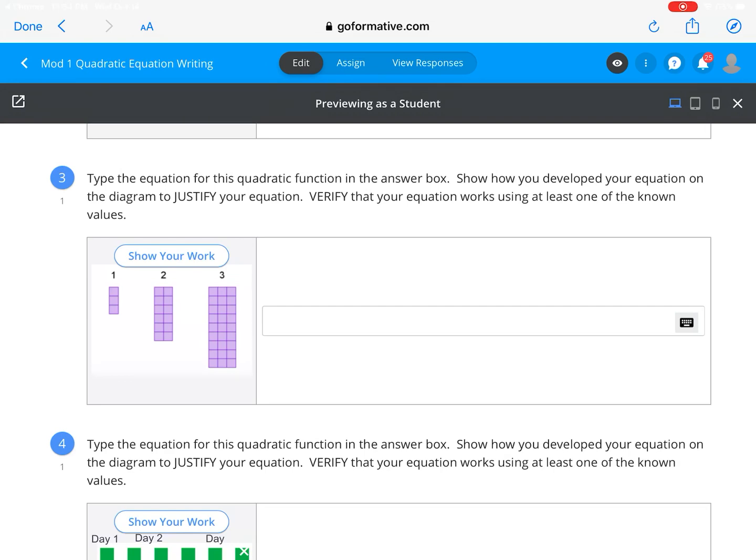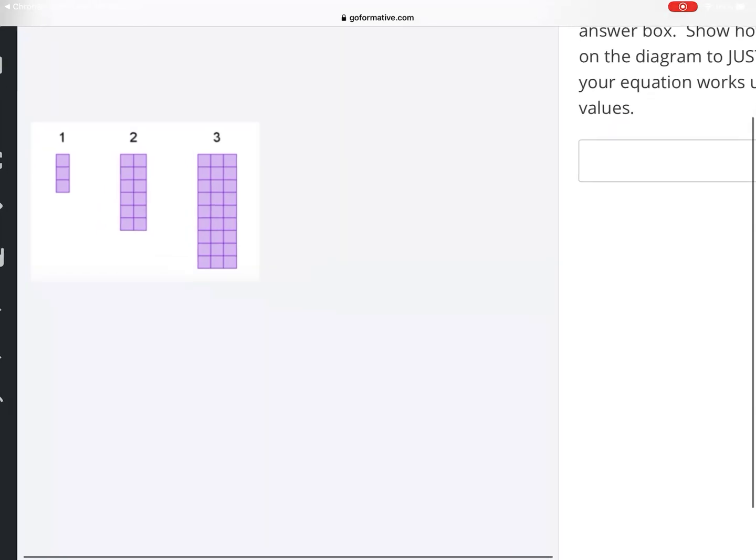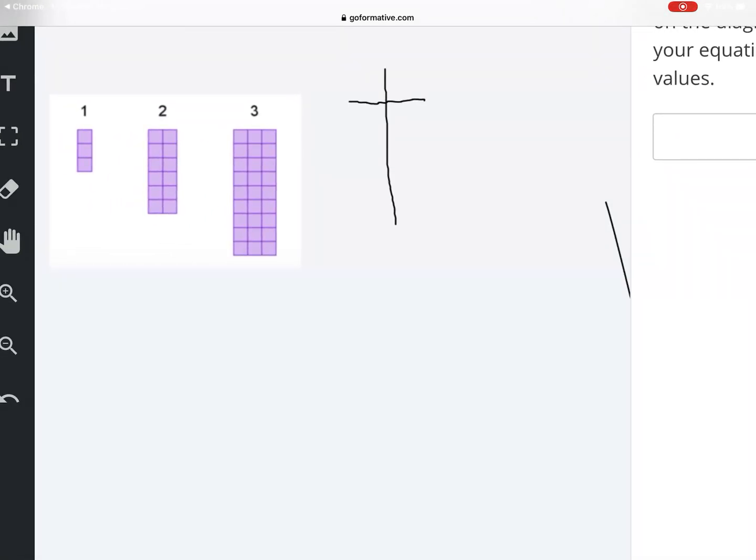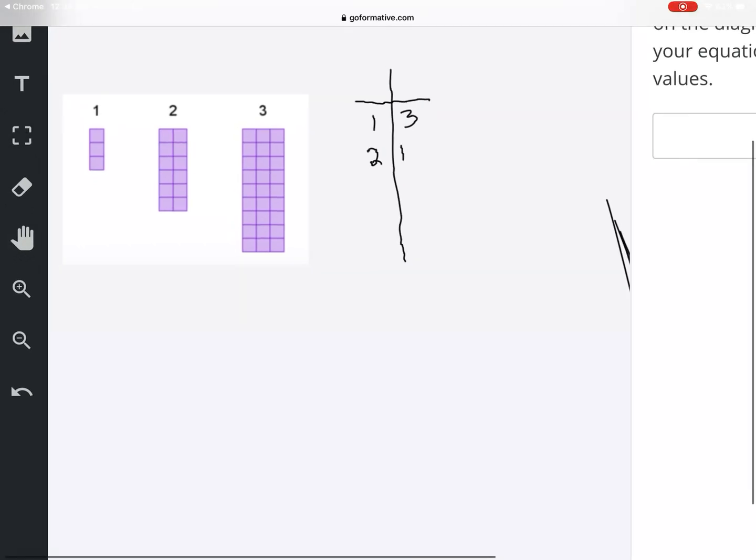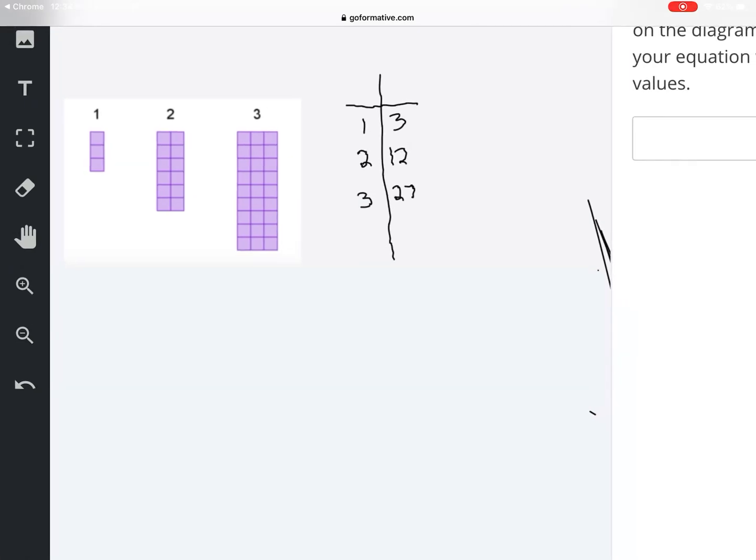Okay, type the equation, same set of instructions. So for this one, for the recursive, I'm going to make my table. How many? 12? 3 is going to be 20. Is that 27? Yeah, it's 27. This one's a little bit bigger, but the rules don't change. So from 3 to 12, I'm going to get 9. And from 12 to 27, I'm going to get 15. So I know that this must be 6, which would give me 21 here, and would give me 3 right there.